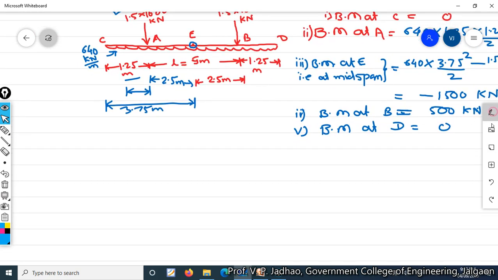Here itself. First we will draw here, and then for simplicity we will draw at the top where we have drawn the shear force diagram. So the bending moment diagram will be something like this. This is our reference line.